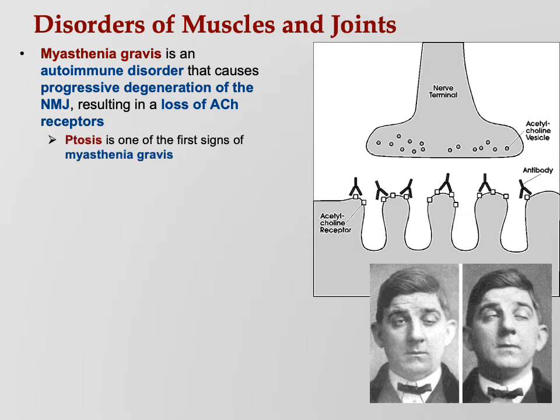Ptosis is one of the first signs. Ptosis means the drooping of the eyelids. The muscle there is levator palpebrae superioris, and I'm not sure exactly why that's one of the first ones affected, but it is. The remainder of the body is usually affected within a couple of years. Basically, it gets worse and worse and worse until finally you can't breathe. Your diaphragm, you can't move. You can't move anything.